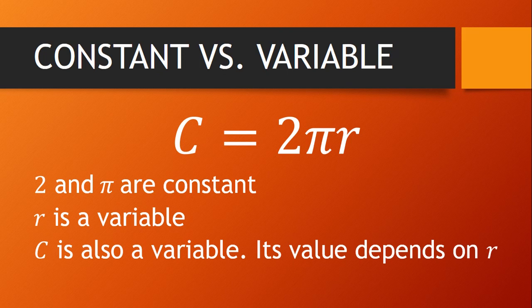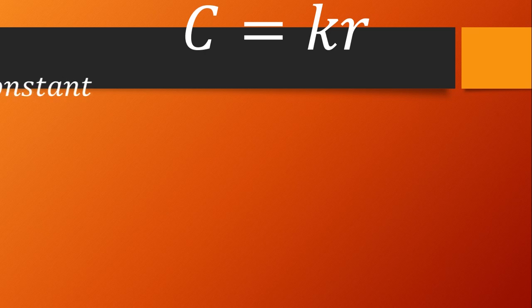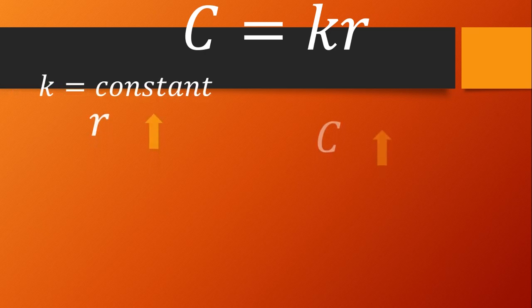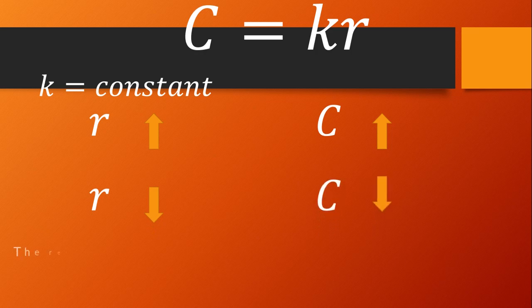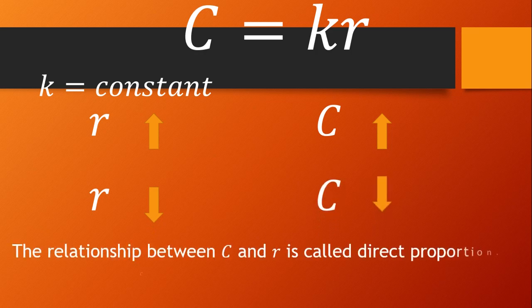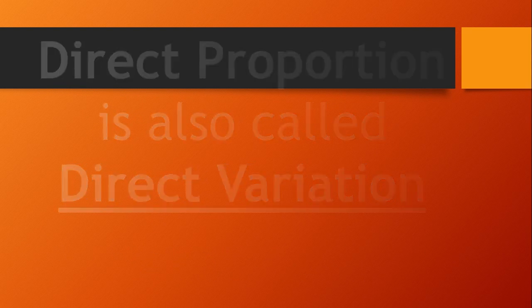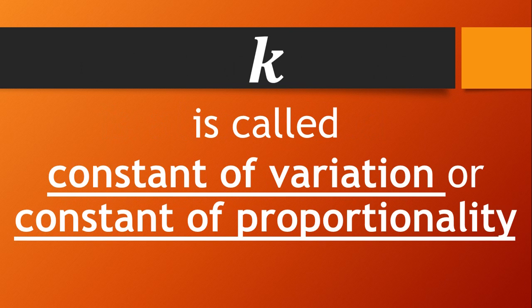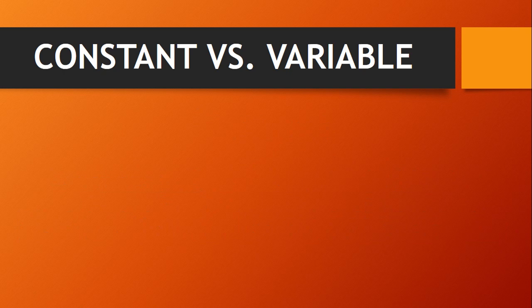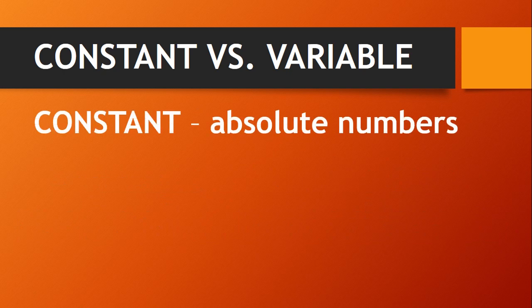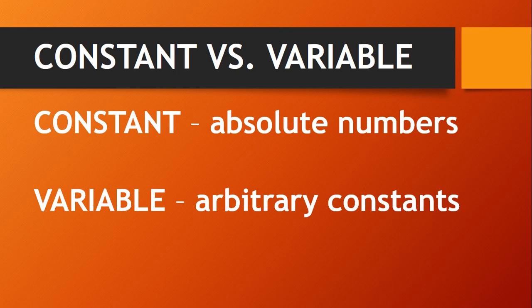So for example yan, 2 pi r. So yung 2 saka pi, palitan natin ng k. So yung k, ibig sabihin yan constant. So kapag nag-increase yung r, mag-increase din yung c. And pag nag-decrease yung r, mag-decrease din yung c. So yung relationship na yan, yan yung tinatawag na direct proportion. Or direct variation. So yung k, tinatawag na constant of variation or constant of proportionality. Yung constant, tinatawag ding absolute numbers. And yung variable, tinatawag ding arbitrary constants.